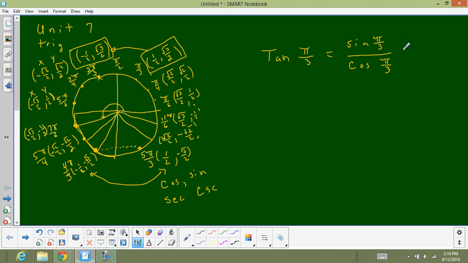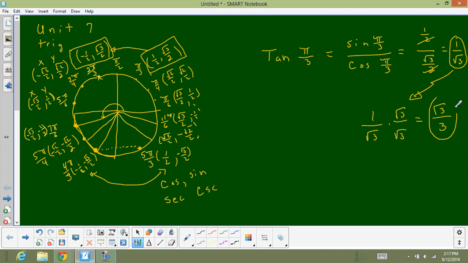So at pi over 3, our sine is 1/2, and our cosine is square root of 3 over 2. So your tangent of pi over 3 is going to be 1 over the square root of 3. Now, we realize that many people get in the habit of rationalizing their denominator. So 1 over square root of 3 would be an acceptable answer. Although, if you remember your high school trigonometry, you could multiply top and bottom by square root of 3. And so you get square root of 3 over 3. And that would be an acceptable answer as well.